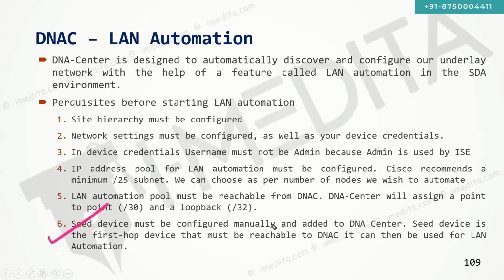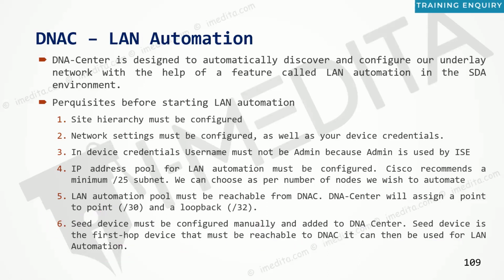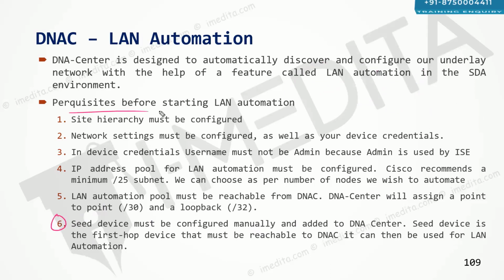The seed device must be configured manually and added to the DNS center. Already done. The seed device is the first hop device that must be reachable from the DNS center so that it can be used for the LAN automation purpose. We have already configured our seed device. That seed device is branch 2, switch number 1. That is already up and running, already reachable from the DNS center, and already provisioned from the DNS center. So that prerequisite is also done. These are the things you need to make sure are okay before you begin your LAN automation process.